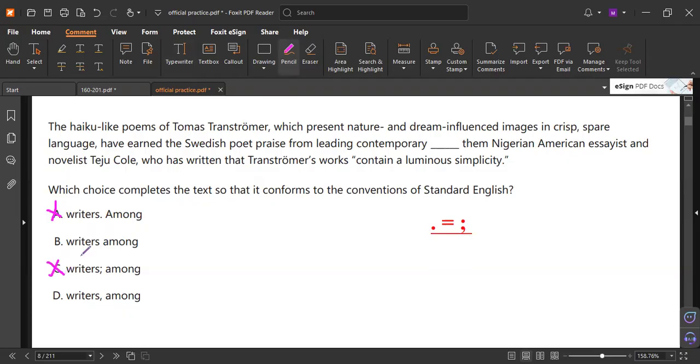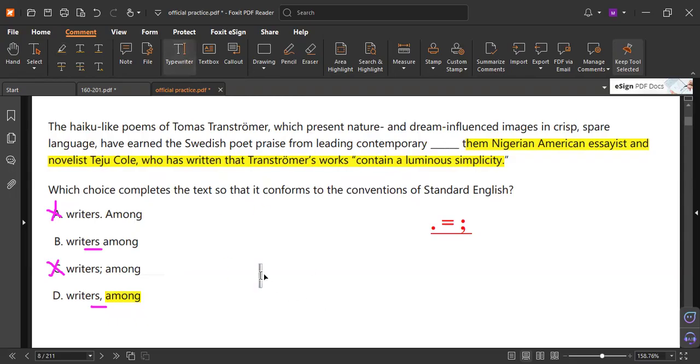Now you are confused about whether we need a comma or not. Check: is this additional information to the sentence? Yes, because you said here, praise from leading contemporary writers, and then an appositive phrase, among them a Nigerian, and so on. So it is just additional information to add details to something mentioned before. So we need a comma as an appositive supplementary phrase after the sentence.